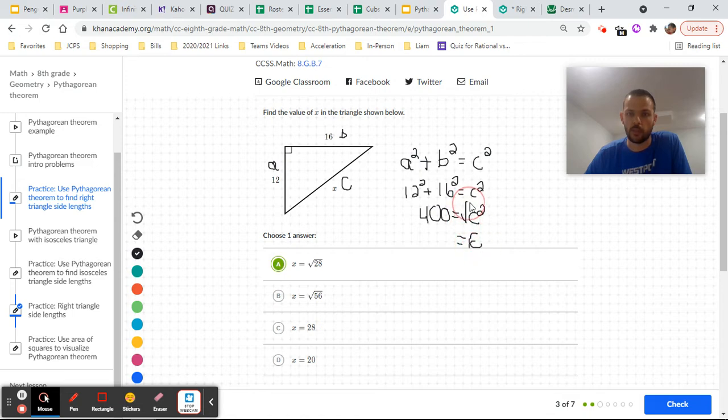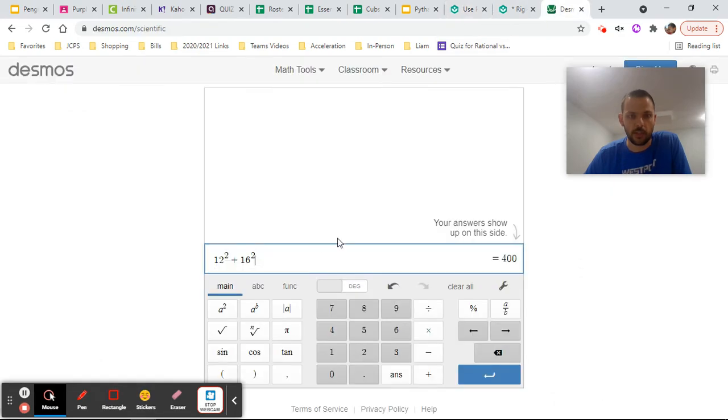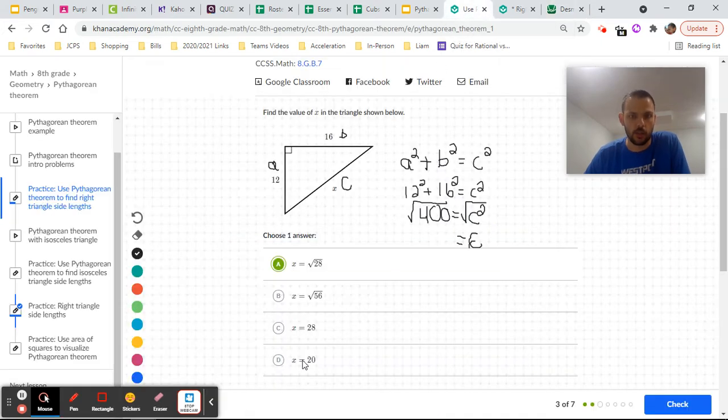Well, to undo a square, the opposite operation is the square root. So I'm going to take the square root of c squared and the square root of 400. Back to the calculator. Now I need to do a square root. The square root of 400 is 20. So there it is, x is 20. There's our first one.